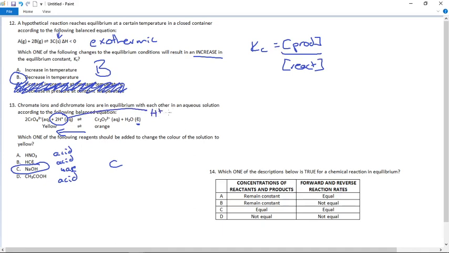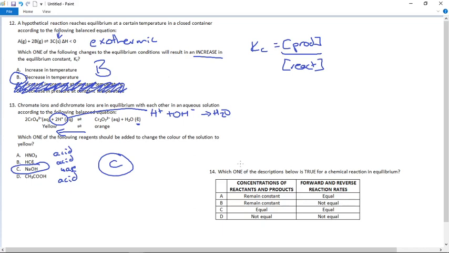So H plus the OH minus from the sodium hydroxide is going to give me water. It's going to remove a reactant. So the equilibrium will shift to try and replace the reactant. So the answer is definitely C, adding sodium hydroxide.